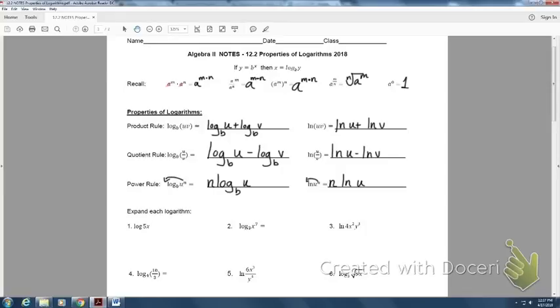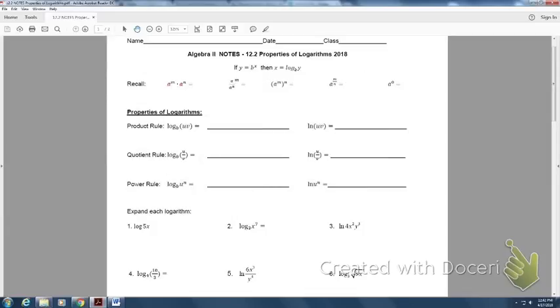So we're going to use these properties. The first few we're going to go through and we're going to expand. That means you'll be given a single log and you're going to expand it to multiple logs. And then after that we'll do condensing. So you'll have problems that have multiple logs, such as those, and you will condense them down to a single log, such as the problems that you're given on there. So let's go down and look at those.